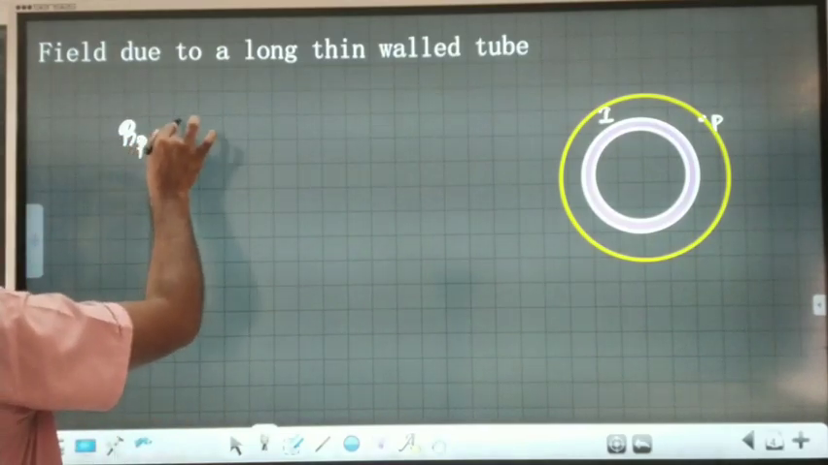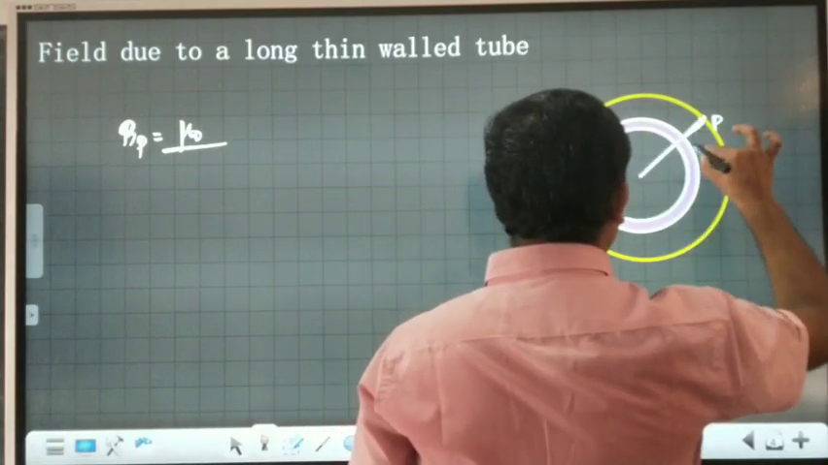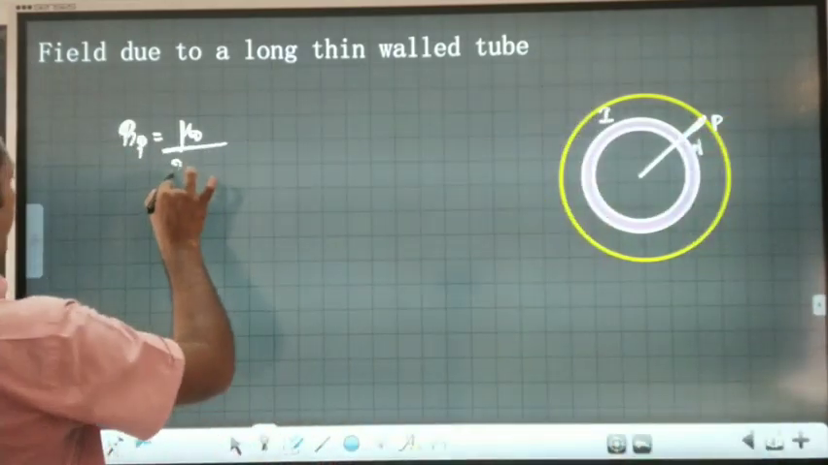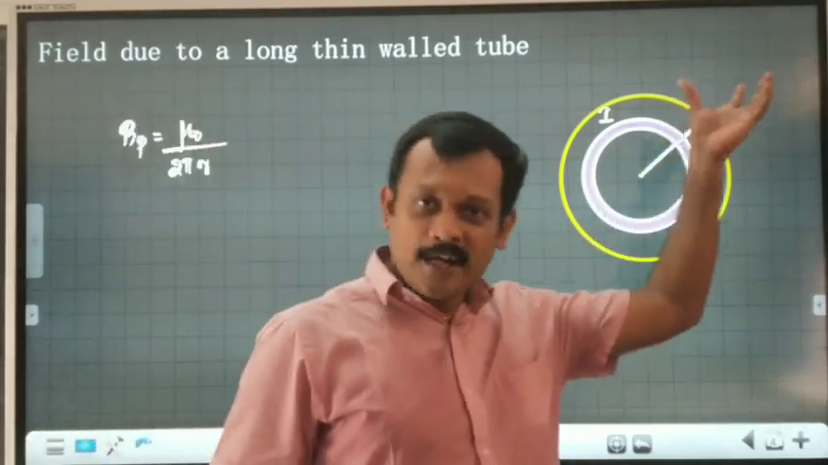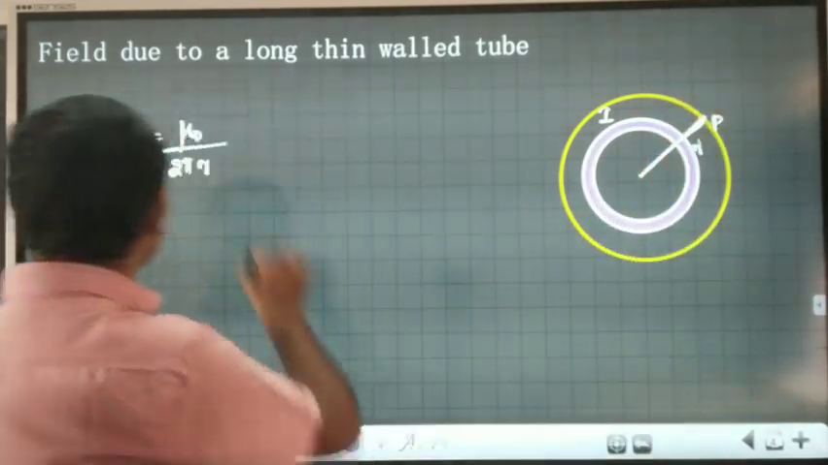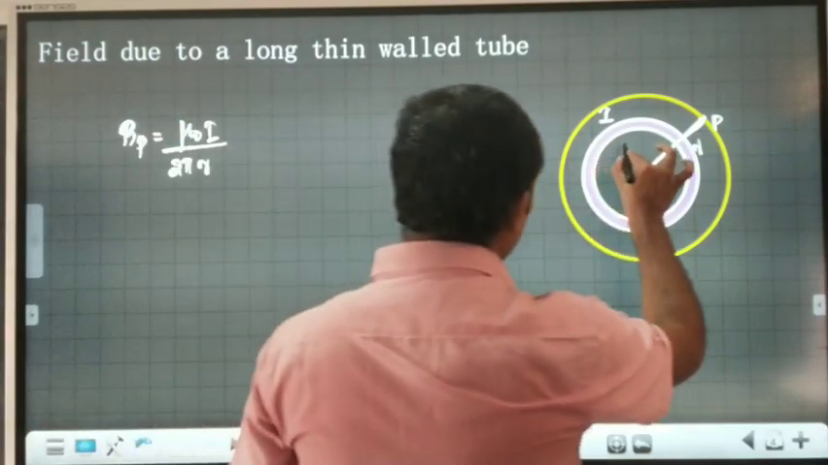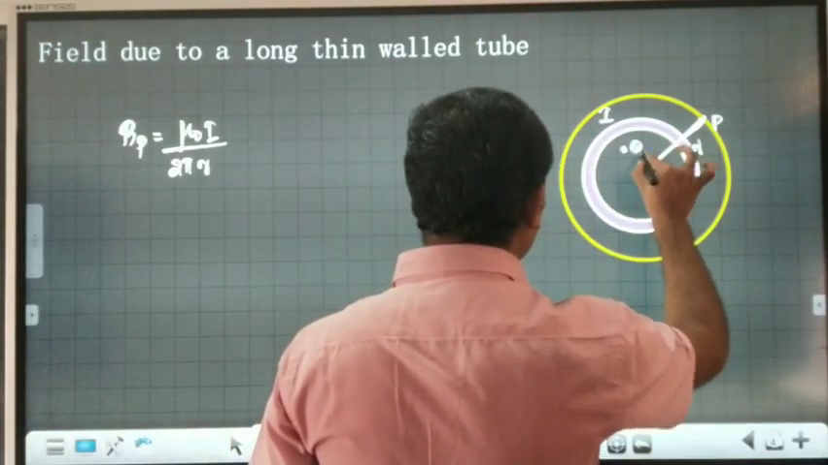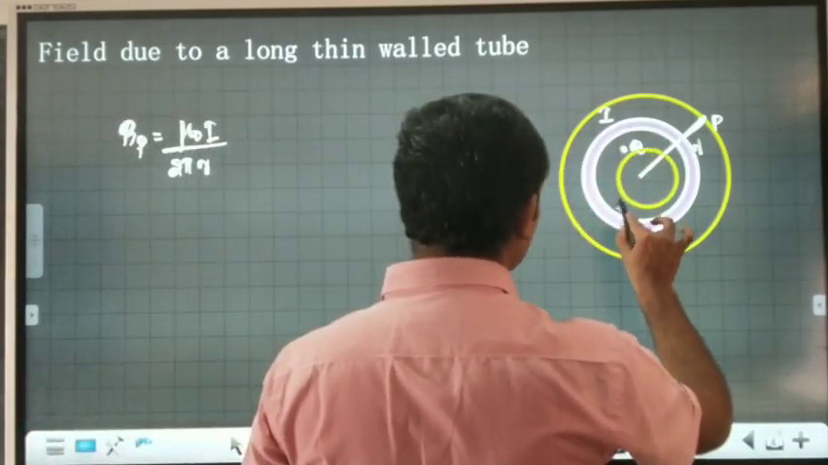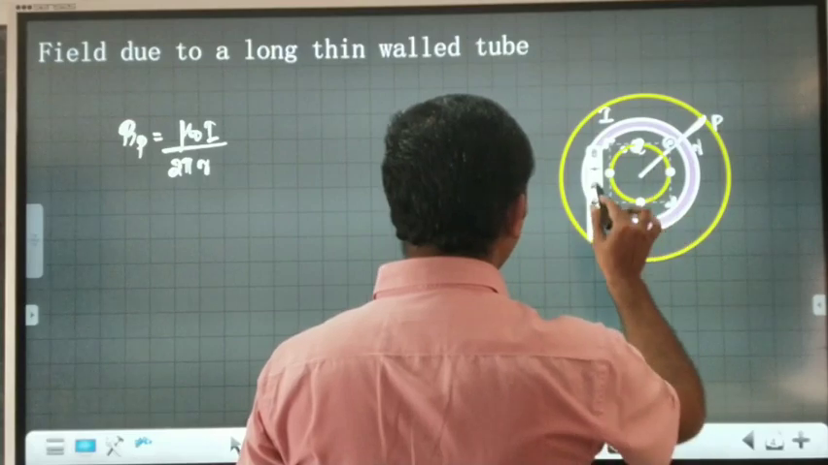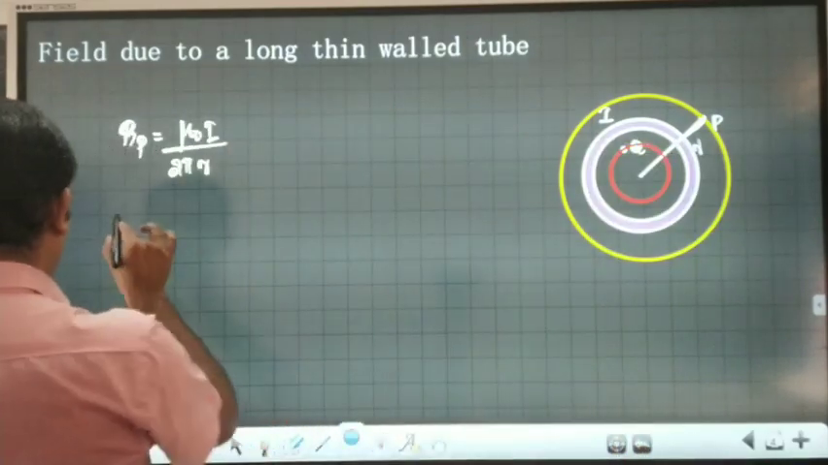It's very simple. If I say this radius is R, the field is mu 0 divided by the length 2 pi R, times the current enclosed. The current enclosed is the current in the conductor as a whole, that is mu 0 I by 2 pi R. Now I'm going to take another point Q. The point Q is inside this thin walled conductor. What is the magnetic field at the point Q?